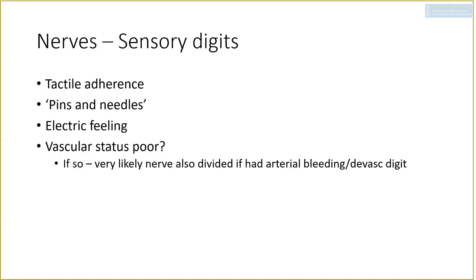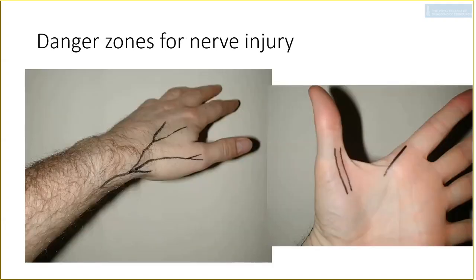In patients that have clear arterial insufficiency to a digit, and that's coupled with a volar wound, then the nerves sit slightly volar to the arteries. So if you have a significant arterial injury and you have a devascularized digit, it's likely they don't have their nerves in continuity either. So that's another sign that you might need to repair nerves. Slide.